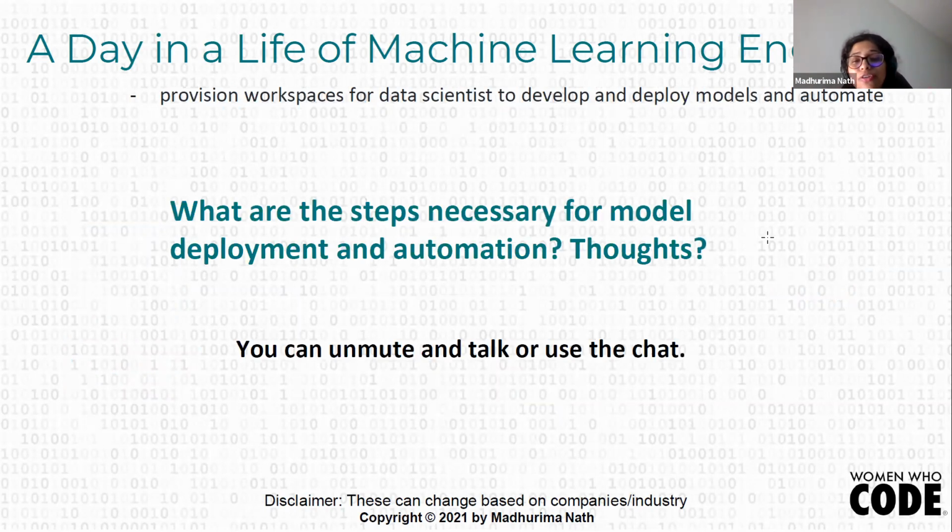As I said, there are a lot. I already gave a lot of examples of provisioning that I was going to ask, but any more thoughts on what all is involved here in deployment and automation?